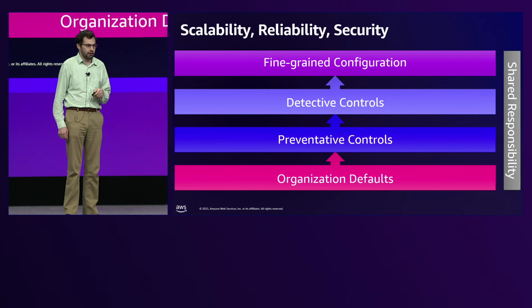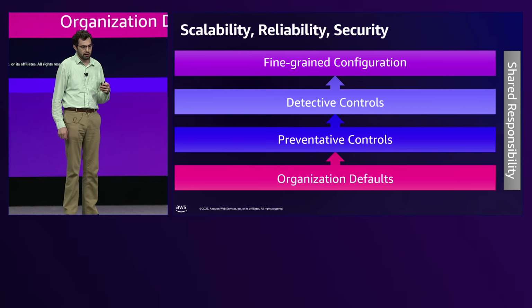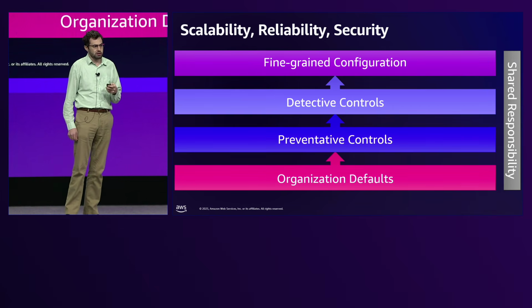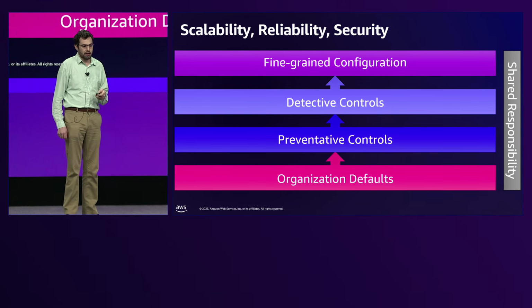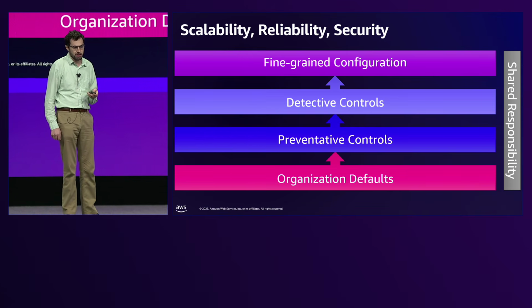In the same way, AWS has a shared responsibility model with its customers, being responsible for the security of the cloud. Customers have a responsibility for security in the cloud. And we share that with our users. It's a partnership between our cloud, security, and application teams.